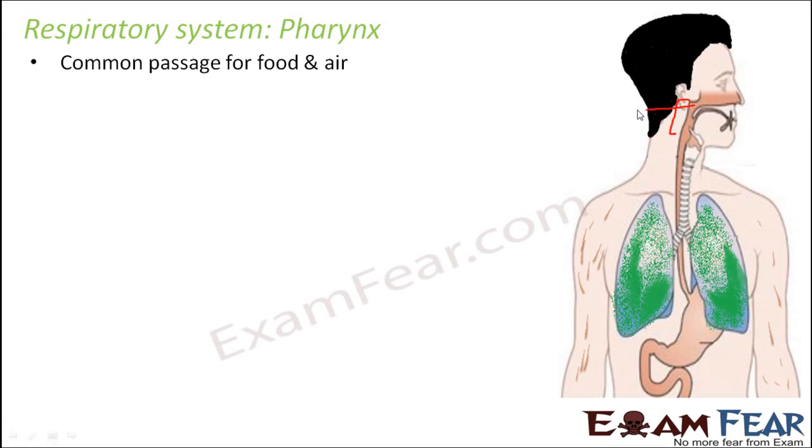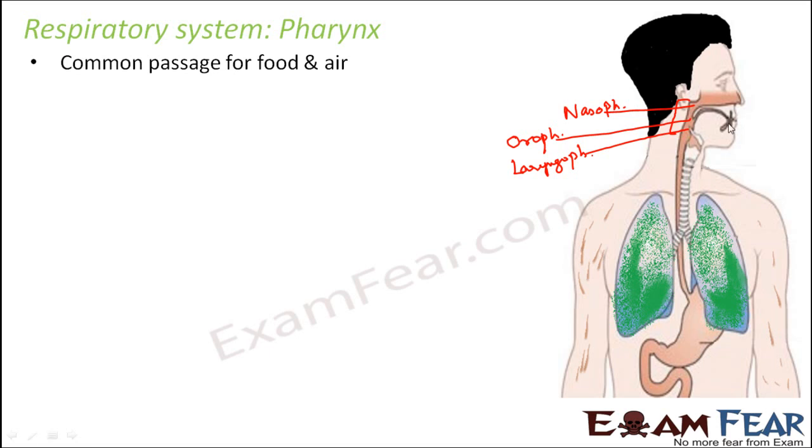Now even this part is divided into three parts. The part just behind the nasal cavity is nasopharynx. That portion of pharynx which is just behind the oral cavity is called oropharynx. And the portion of pharynx which is near the larynx is known as the laryngopharynx. All these three together are termed as pharynx. So pharynx is the common passage for food and air.